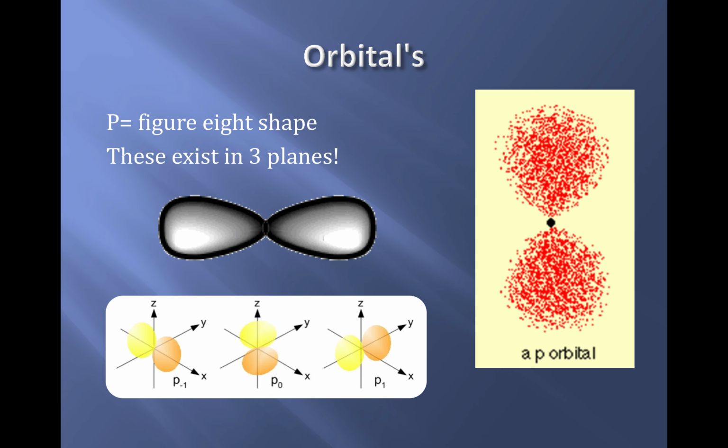Then we have the p orbital. The p orbital is basically a figure 8 pattern. And that figure 8 can exist in 3 planes. So that means it can go up and down, or side to side, or front to back. So those are the 3 planes it can exist in down here. Those electrons in a p orbital could be traveling in any of those directions.